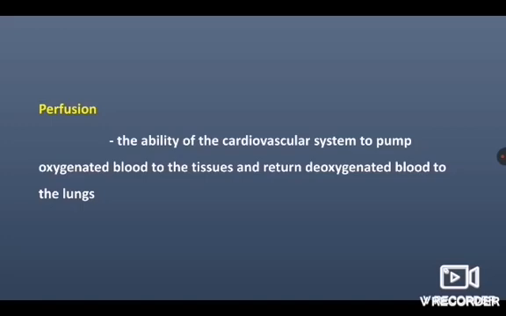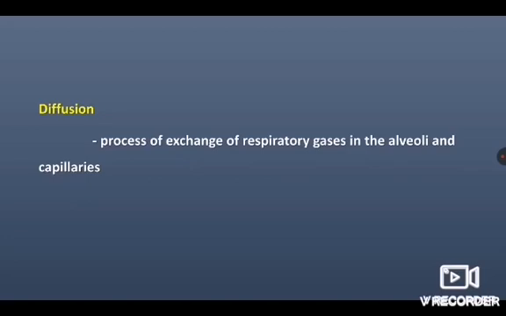Whereas the deoxygenated blood from all the parts of the body will be carried on to the heart by the superior vena cava and the inferior vena cava. From the heart, the deoxygenated blood will enter into the lungs through the pulmonary arteries, from where it is expired out. Diffusion. It is the process of exchange of respiratory gases in the alveoli and the capillaries.